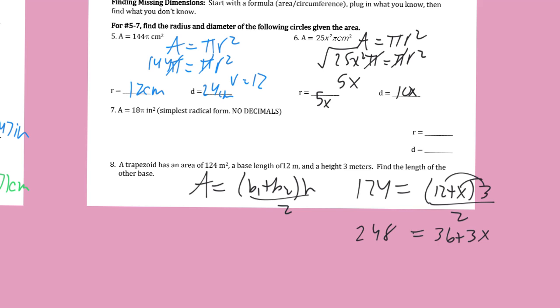I'm going to use my calculator. So if you do 248 minus 36, you're going to get 212. Divide both sides by 3. You get 70.7. And that would be meters.